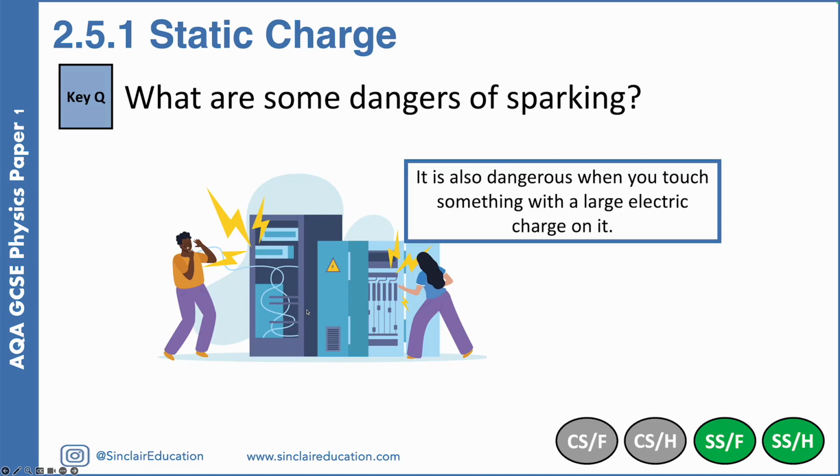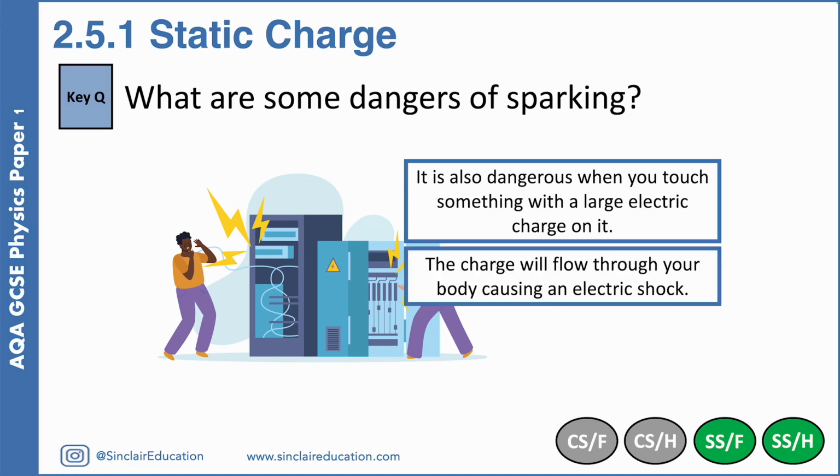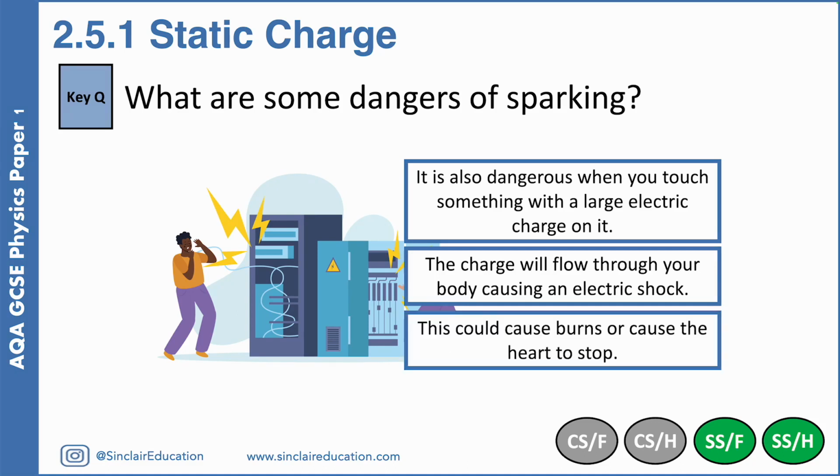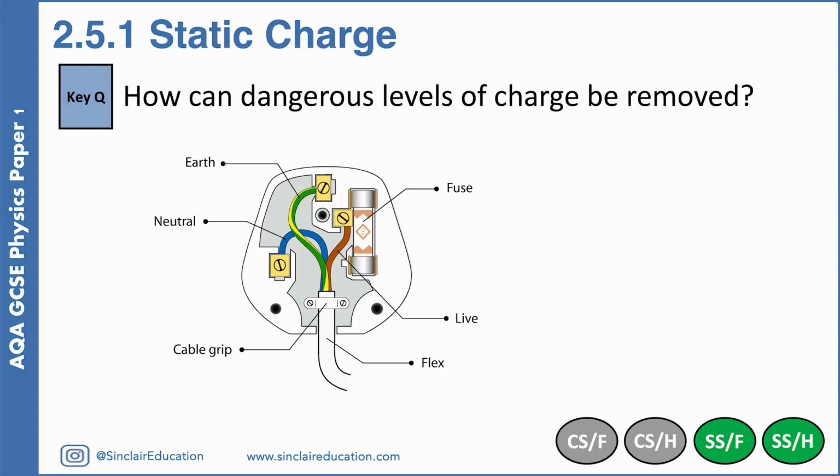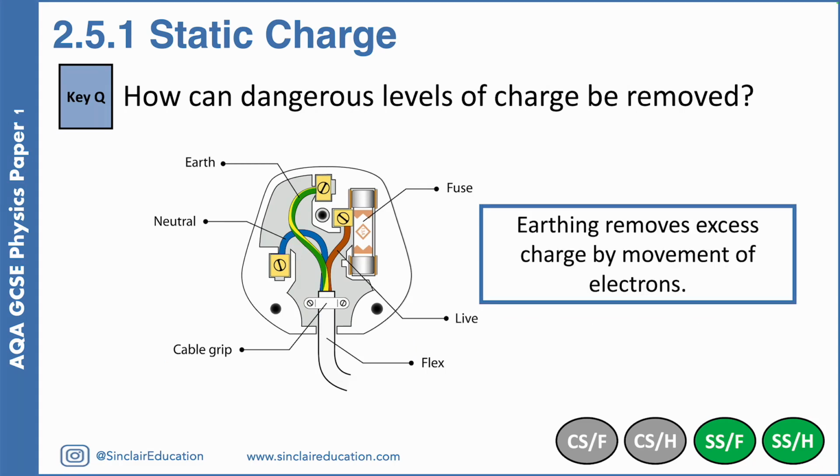Sparking is also quite dangerous for us, not just for explosions, but because if we touch something that's got a huge electrical charge to it, that flow of current or charge through our body is what's going to cause an electric shock. And this can cause burns, but also has the potential to cause the heart to stop beating. One way we can remove that dangerous level of charge is to have earthing. So this will get the charge to move through the earth, in this case the earth wire, which is low resistance, and that will remove that excess of charge.